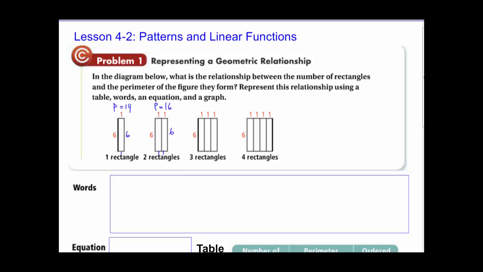If I add now a third triangle, I still got 6 over here with 3 more 1s, so we get a perimeter of 18. And if I add another rectangle with the 4 lengths, we get a perimeter of 20. So we need to represent this relationship using the table.